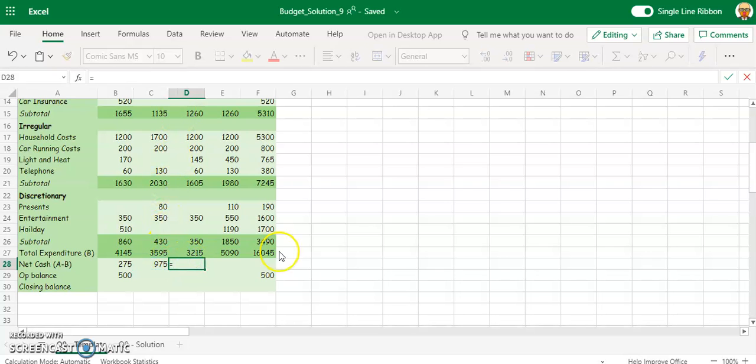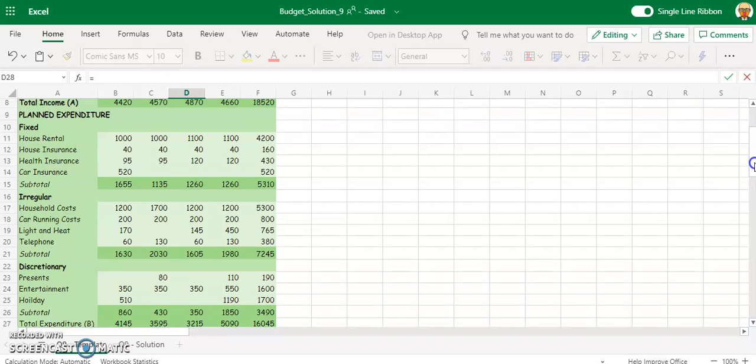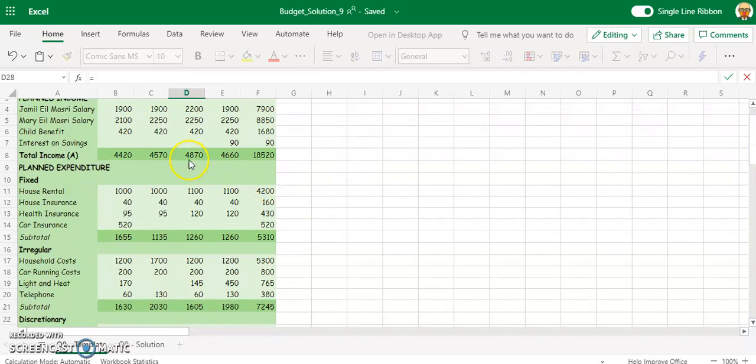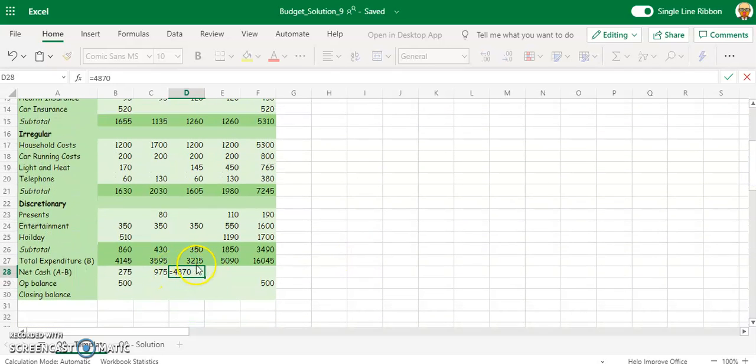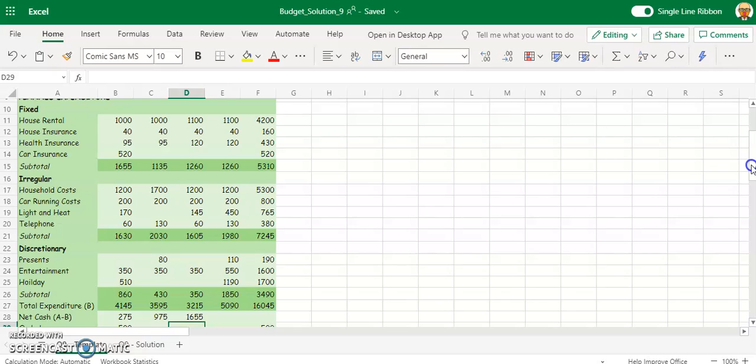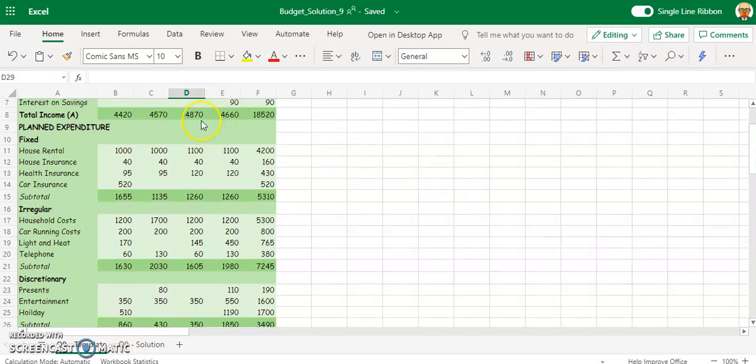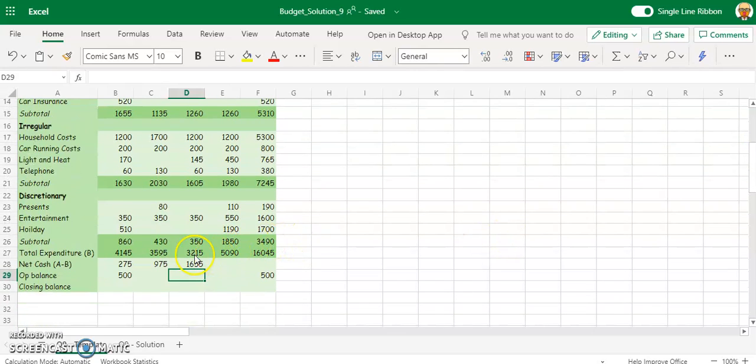So March, our A, is going to be income, 4,870. That's our income. And we take away our expenditure for March, which is 3,215. And we have 1,655 left over when we take 3,215 away from our income, 4,870.